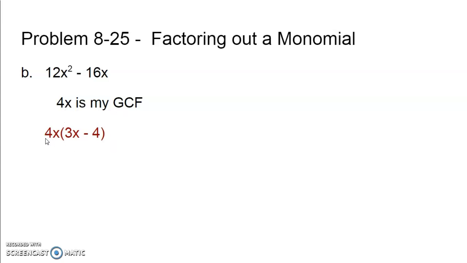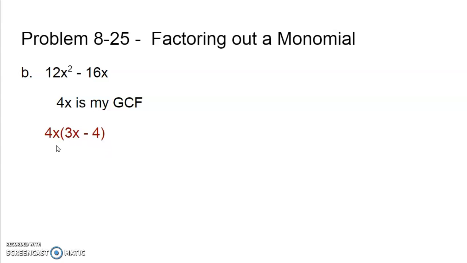So I write my greatest common factor first, and then I set up my parentheses. Then I start with the number first, so 12 divided by 4 is 3, and then x squared divided by x is x. So 12x squared divided by 4x is 3x. Then I have my negative 16. I divide that by 4, so that's negative 4. And since this already is an x, that just becomes 1. So when I divide 12x squared minus 16x by 4x, it becomes 3x minus 4.